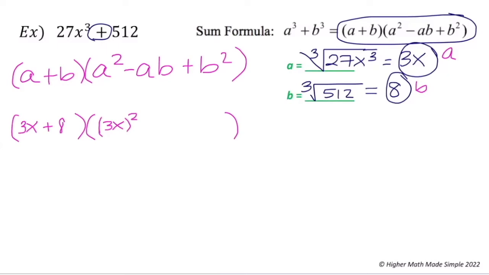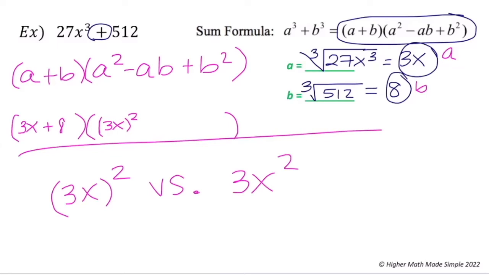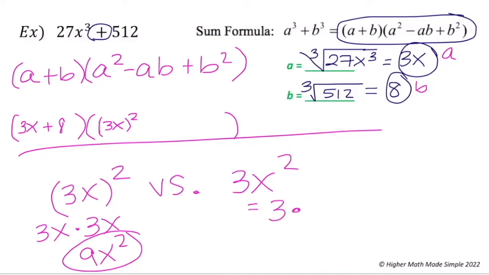Just a side note, how is this different than this? Right, on a side note here, squaring something means multiplying something by itself. So this is saying 3x times 3x. So you would get a 9x squared if you put the 3x in parentheses, versus if you do not put 3x in parentheses, this is the same thing as saying, isn't this saying 3 times x squared?